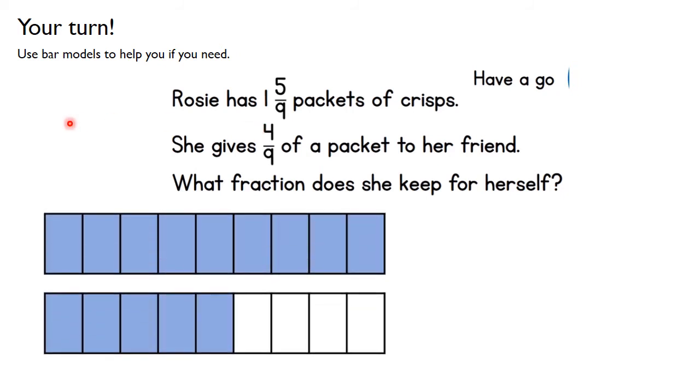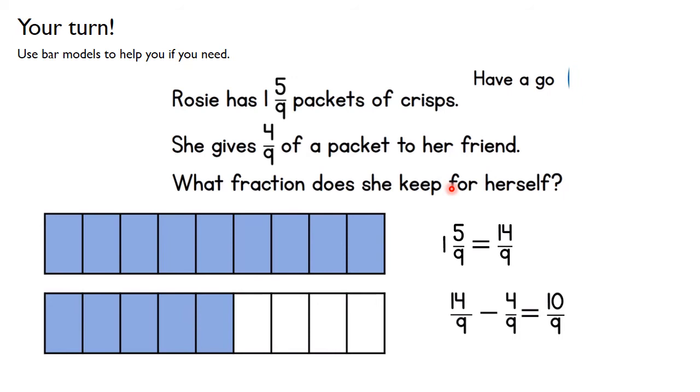Okay, so we have the whole, and the 5/9. So this represents what Rosie has to start with. She has 1 5/9, which equates to 14/9. So she gives 4/9 of a packet to her friend. So we simply do 14/9 subtract 4/9 equals 10/9. So it's as simple as that.